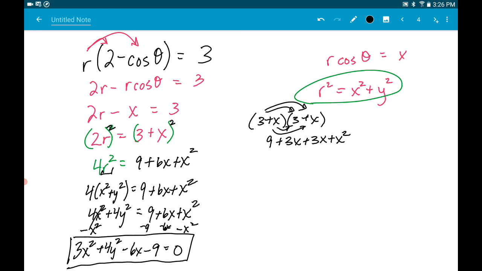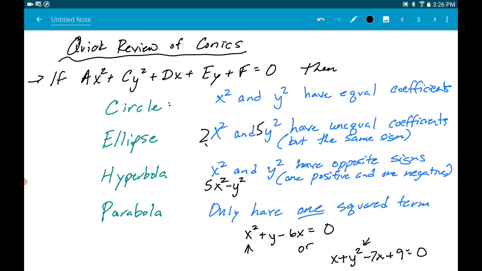So just to recap today, this is a pop quiz. Is it a circle? Is it an ellipse? Is it a hyperbola? Is it a parabola? Well, they're both squared terms, but they're different, and they're both positive. So this is an ellipse. Again, they're both positive, but they're different numbers. So it's an ellipse.